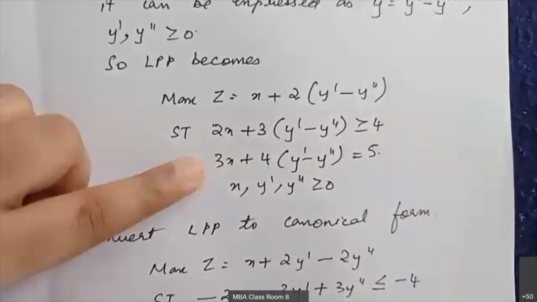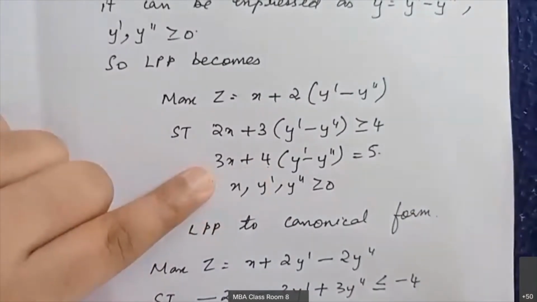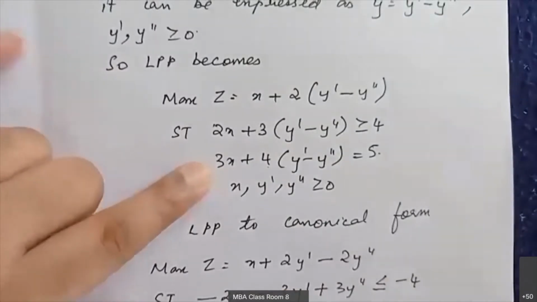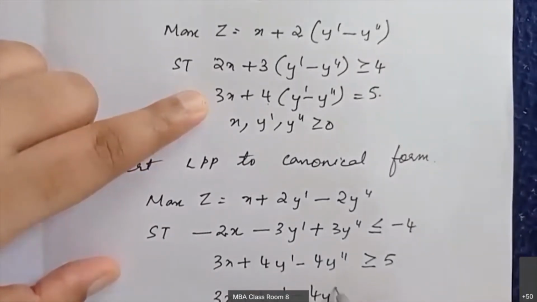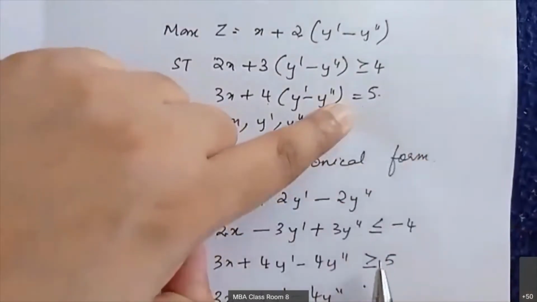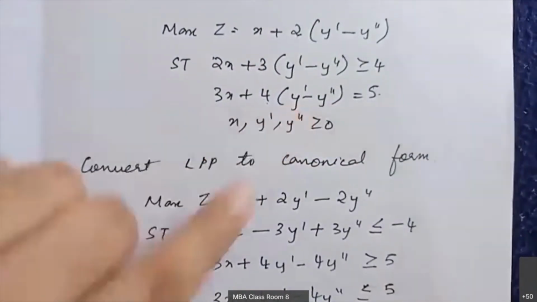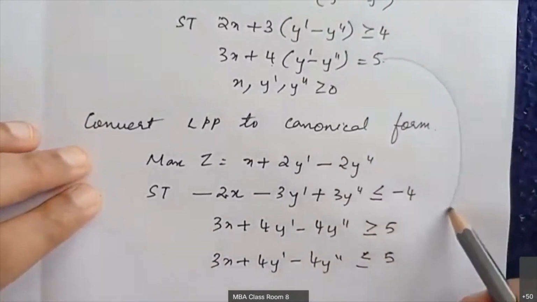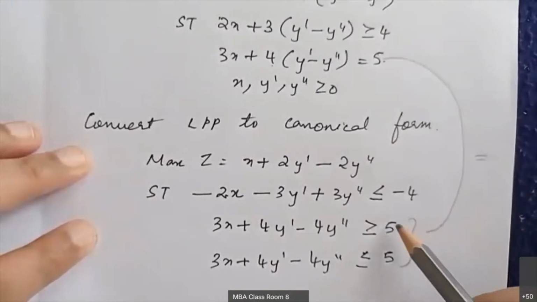3x plus 4y dash minus, I'm opening this bracket, minus 4y double dash, I'm writing it as greater than or equal to 5. And this constraint I have to change it, no? First of all I've written greater than or equal to. Similarly, I'm going to write less than or equal to also. So it becomes 3x plus 4y dash minus 4y double dash. For replacing this equal to, first of all I've written greater than or equal to. So take the same constraint again and put less than or equal to 5. Is it clear? Same constraint. So this equation becomes converted into 2 over here, for replacing the equal to sign. The equal to sign is replaced by greater than or equal to and less than or equal to.